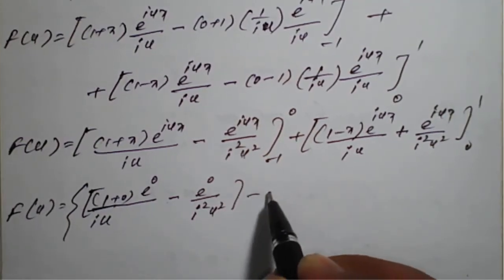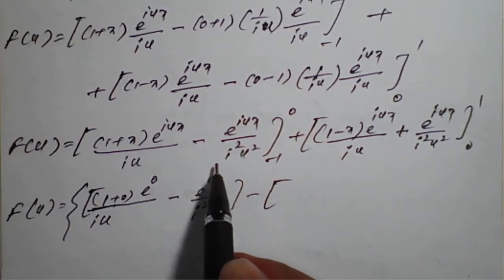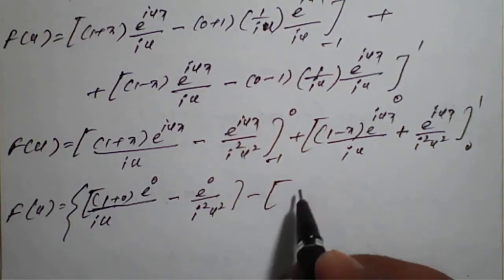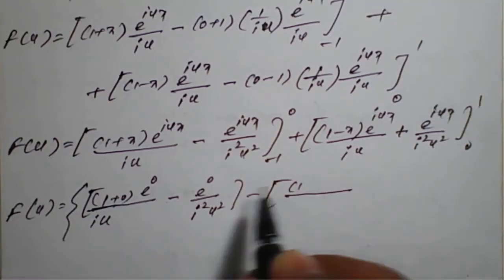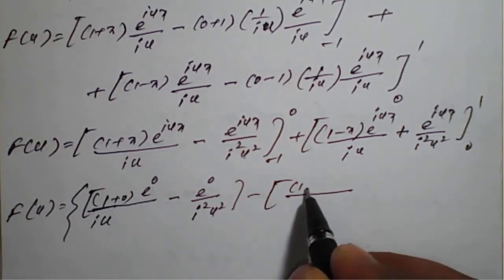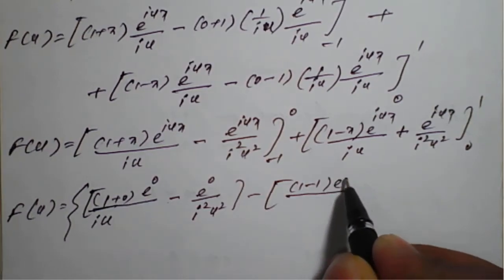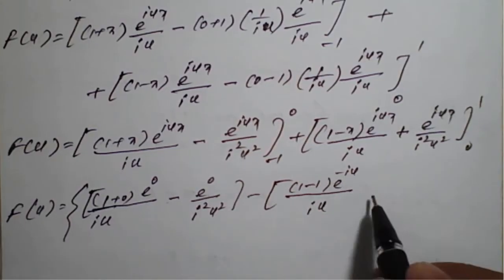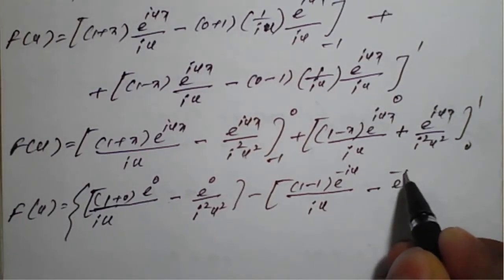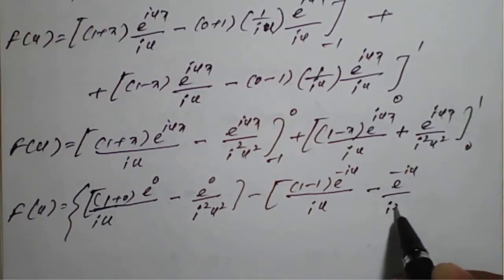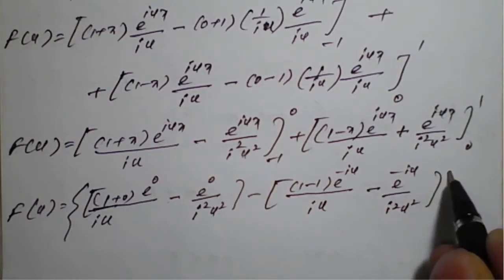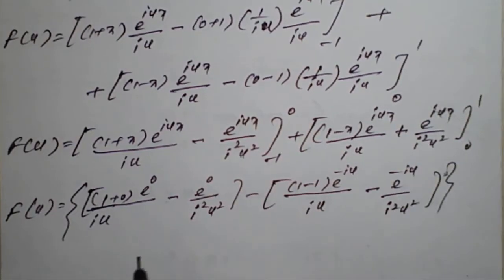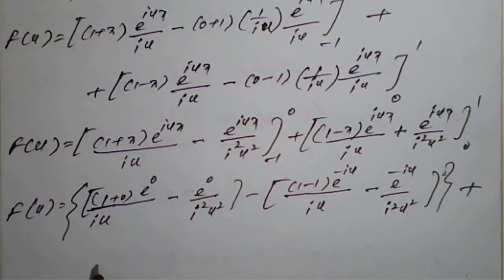This is upper limit minus lower limit. If you replace x by minus 1, so this minus 1, I will write it here 1, already we have 1, x will be minus 1 means minus 1 e raised to minus iu divided by iu minus e raised to minus iu divided by i square u square. So this is for the first one, what we have for minus 1 to 0. Second one, plus sign.